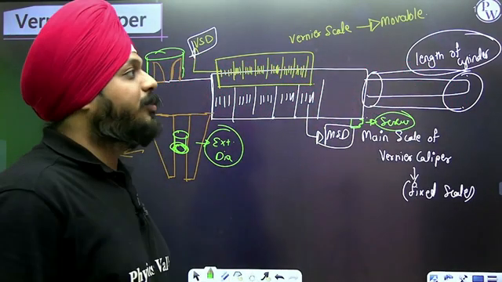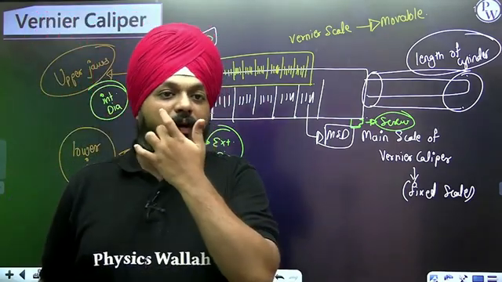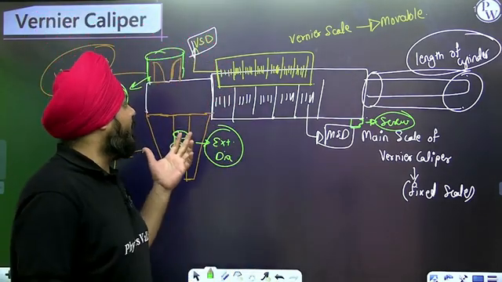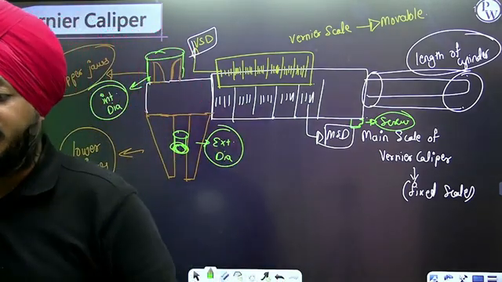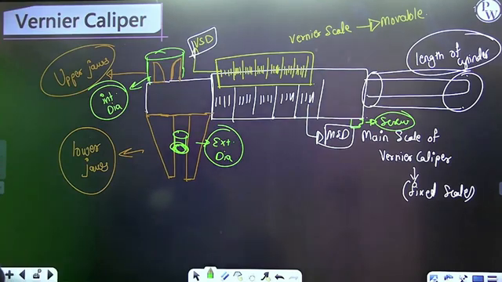Sorry, I didn't introduce the figure because I can understand it is quite weird, but it will be helpful in understanding the concepts of the Vernier caliper. Yes or no? Okay, now let's move on to the next part.